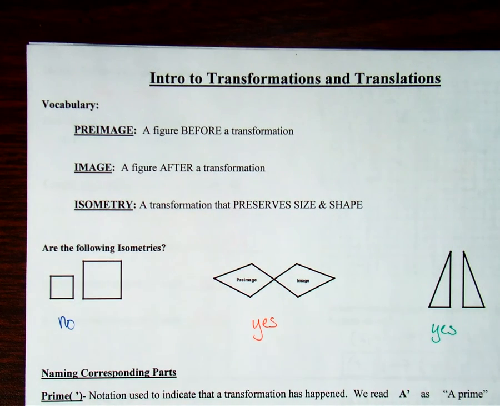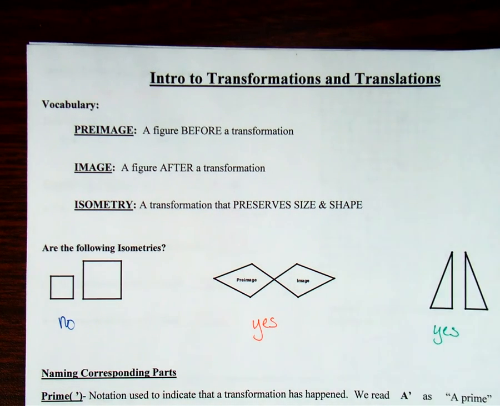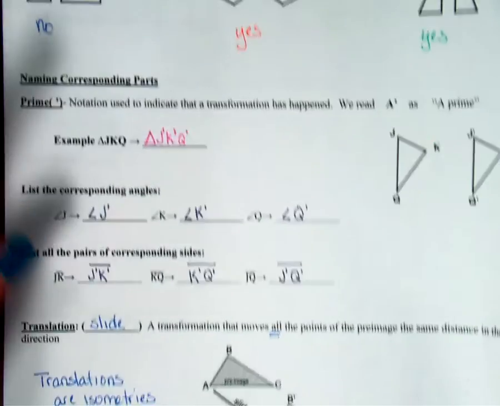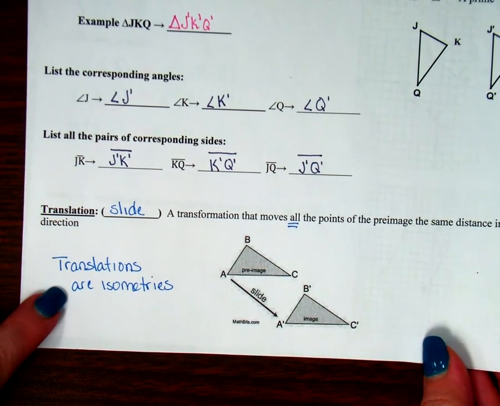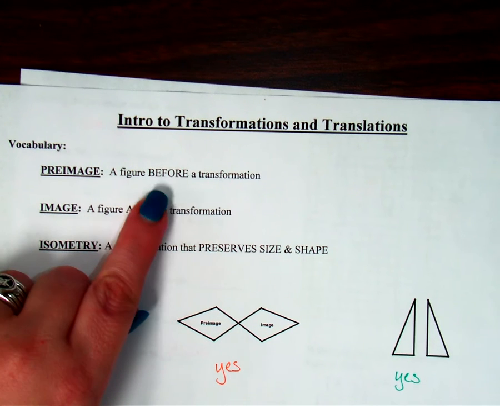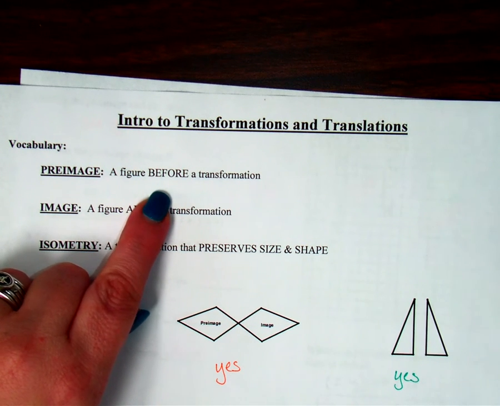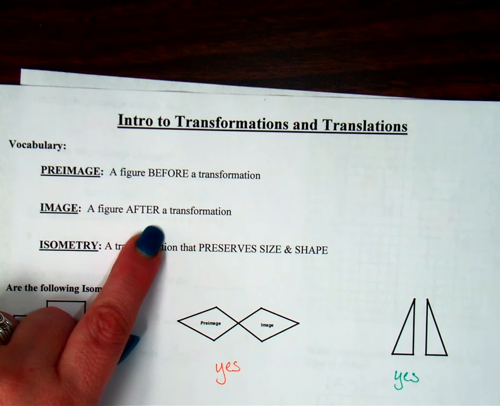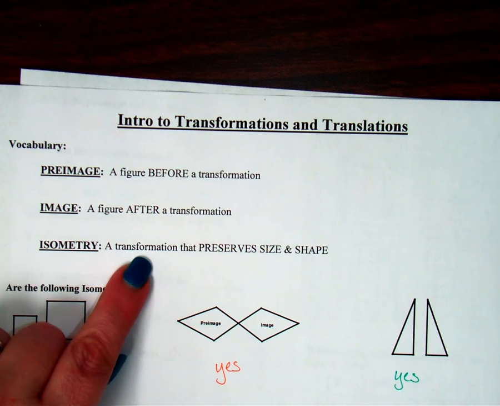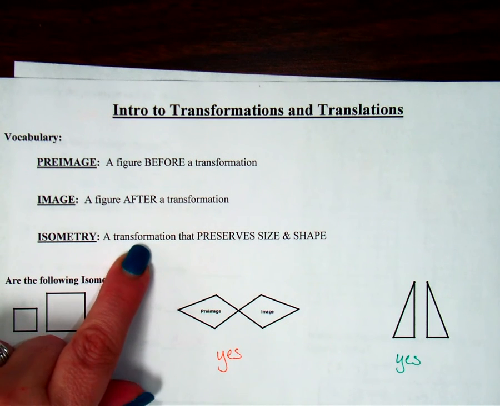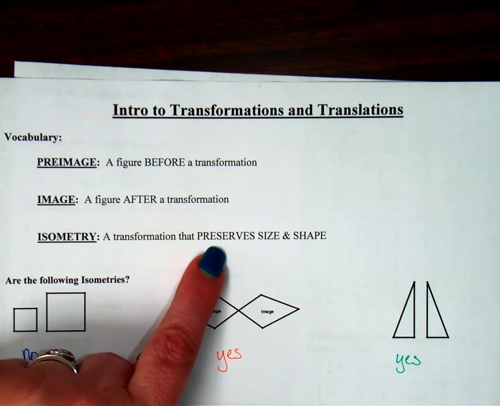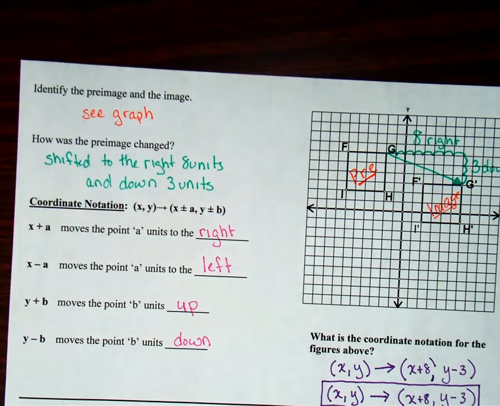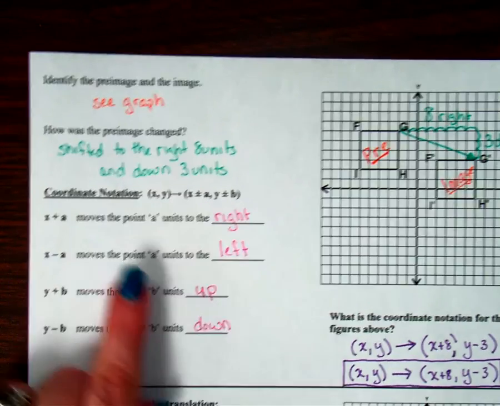Welcome back. All right, in this last video for transformation and translations, we are going to just real quick do a little review that we're talking about translations, which are isometries. Remember, your pre-image happens before you've done your transformation, and then your image is what the resulting figure is. And we are going to be doing isometries today because we're just sliding figures with translations, so our shape and size are preserved. We talked about coordinate notation.